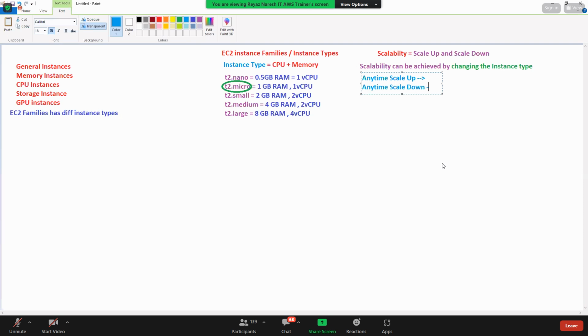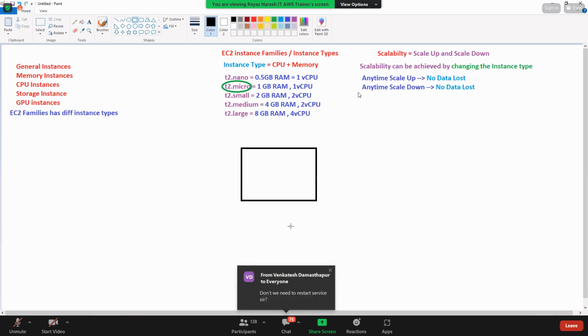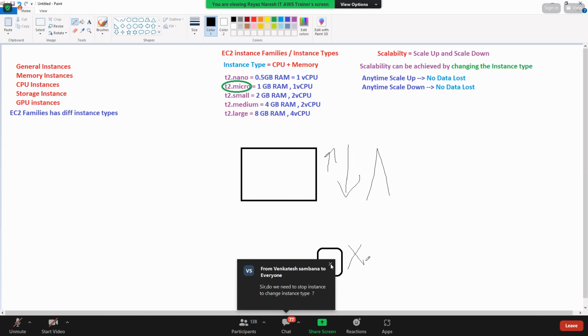Okay. Now there is a question here. Whenever you're doing scale up, is data lost? No data lost. Scale down, is data lost? No data lost. When you are scaling up from T2 micro to a T2 big machine, where is all your data saved? In the volumes. I told you, this is the EC2 instance and this is the volume. Volume is completely different and EC2 is completely different. If you're changing the capacity of this EC2 instance up and down, is there any effect on the volume? No. So you scale up, you scale down, it doesn't matter. Data is still there. So is data lost if you scale up and down? No.